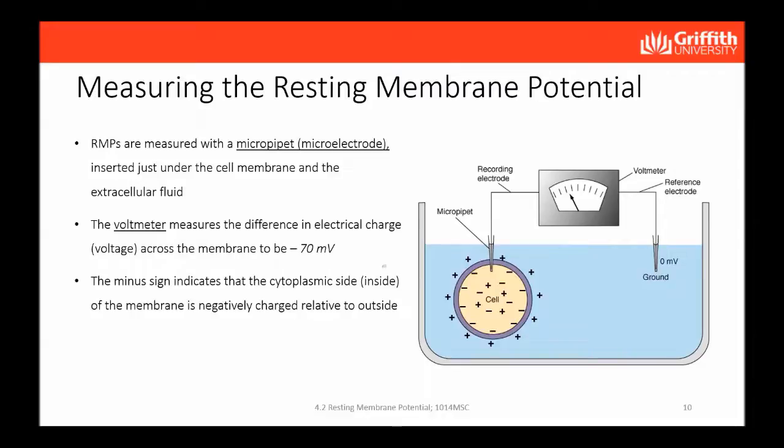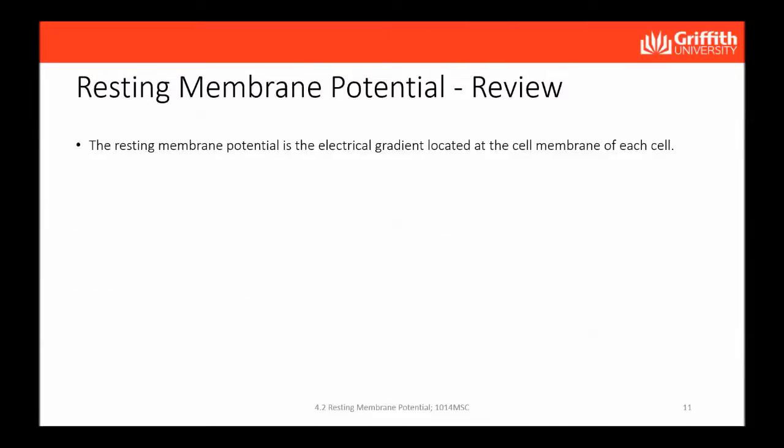of the cell. This potential difference in the charge at the plasma membrane of a resting cell is called the resting membrane potential. The value of the resting membrane potential varies from about -40 to -90 millivolts. The resting membrane potential is the electrical gradient located at the cell membrane of each cell and is measured in volts or millivolts. So let's break down the term resting membrane potential.